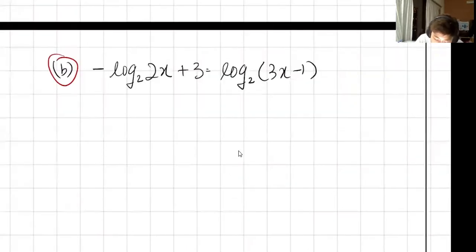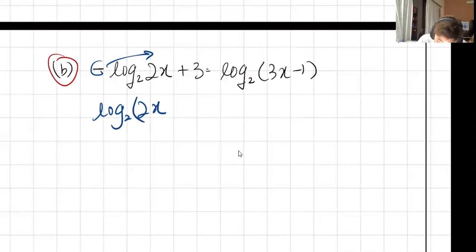So what you do is, okay, you notice they're already in base 2. Log is already in base 2. So what you want to do is you want to make sure there's only one log on the left and one log on the right. Yes, there's one log on the left and there's one log on the right. But are they exactly the same? Not yet. Why not yet? Because there's a negative here. So what you do is you bring the negative up, power of -1. So you have log base 2, (2x) to the power of -1.